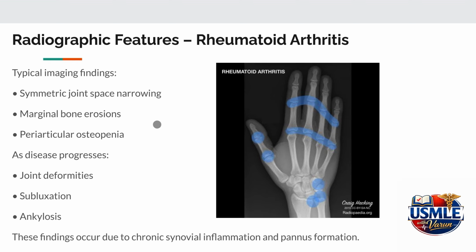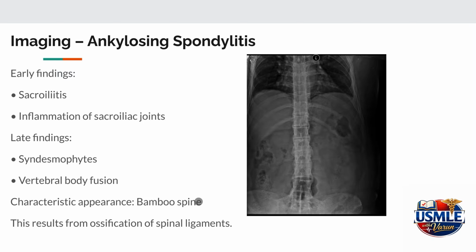The radiographic findings in rheumatoid arthritis differ from those in osteoarthritis. In rheumatoid arthritis, imaging typically shows symmetric joint space narrowing and marginal bone erosions. Another finding is periarticular osteopenia, which occurs because inflammation leads to bone loss around the joints. So, as the disease progresses, radiographs may show joint deformities, subluxation, and eventually ankylosis. These changes are caused by chronic synovial inflammation and pannus formation.